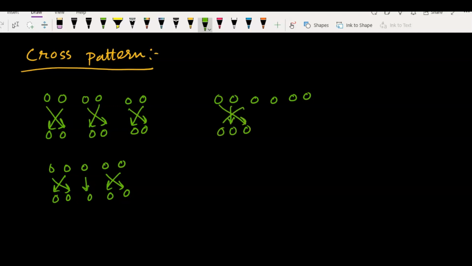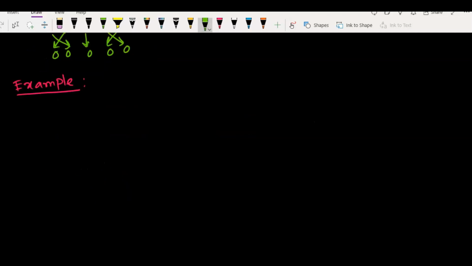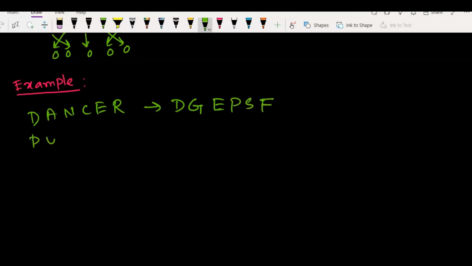This is also possible. This is also the cross pattern. Let's see an example. The answer is coded as DGEPSF. Then what is the code for public?